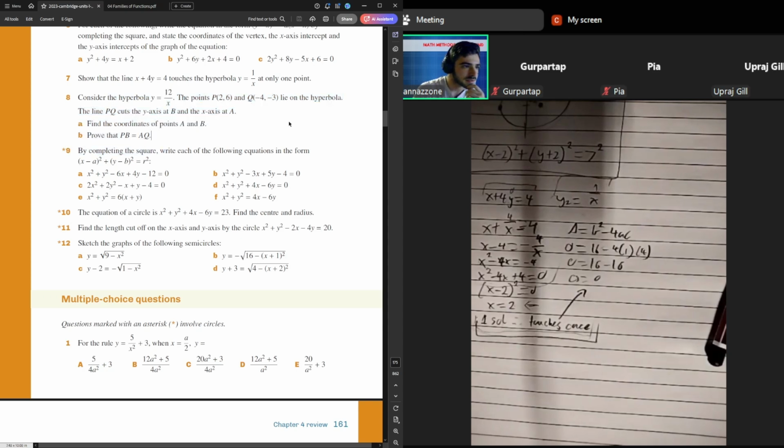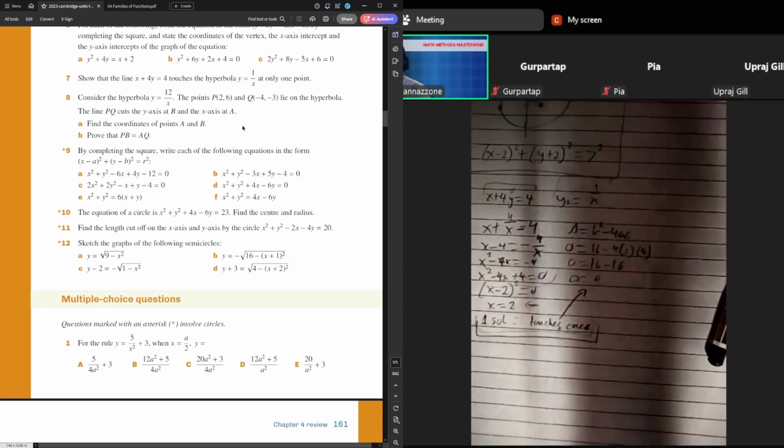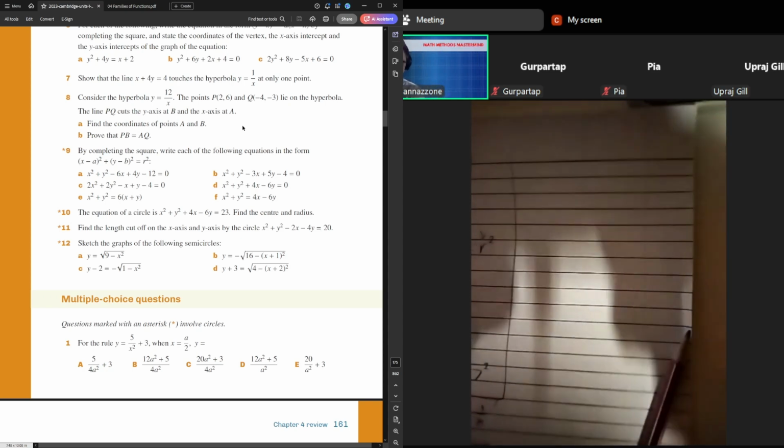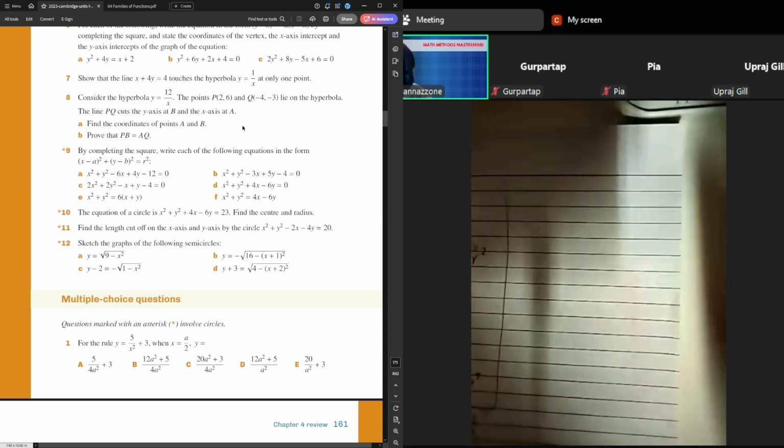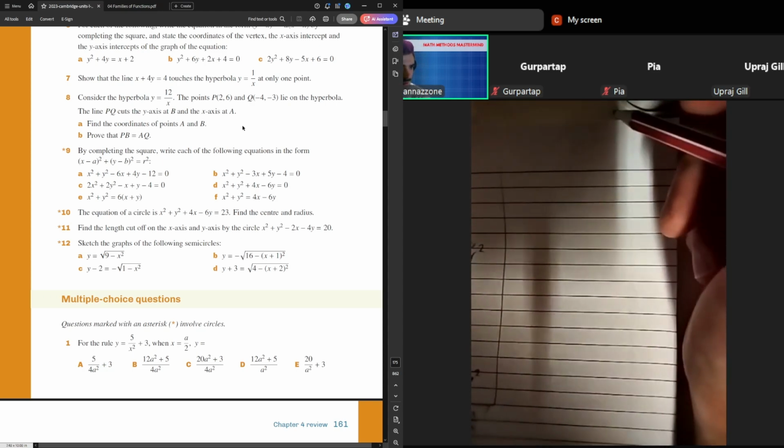Question 8. Another fun one. Hyperbola. Points lie on it. The line PQ cuts the y-axis at B and the x-axis at A. Yeah, why not? This will be interesting, at least to chat about. It's not a typical question, that's for certain. I'm looking at question 8 for those who haven't caught on to what I was saying.